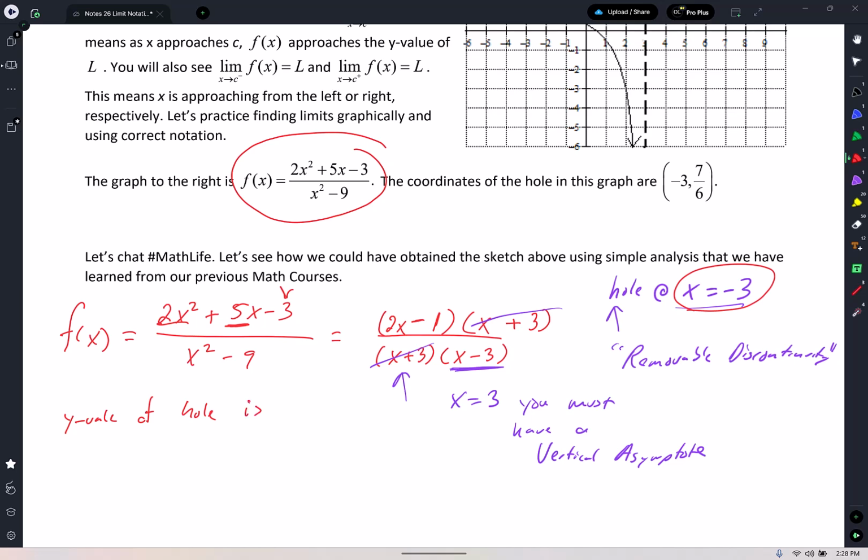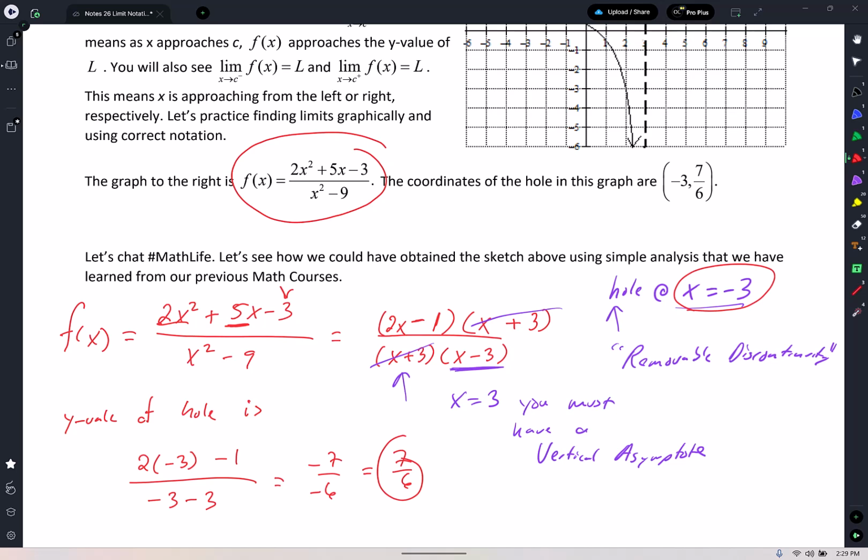It is, let's see, 2 times negative 3 minus 1 divided by negative 3 minus 3. 2 times negative 3 is negative 6, minus 1 is negative 7. So negative 7 divided by negative 6. What's negative divided by negative? And look, 7, 6. Look what it tells you right here.